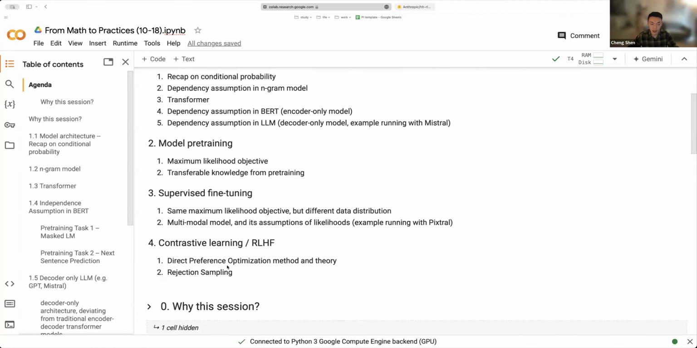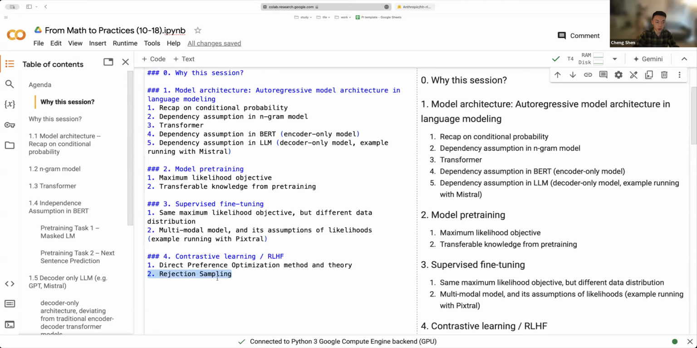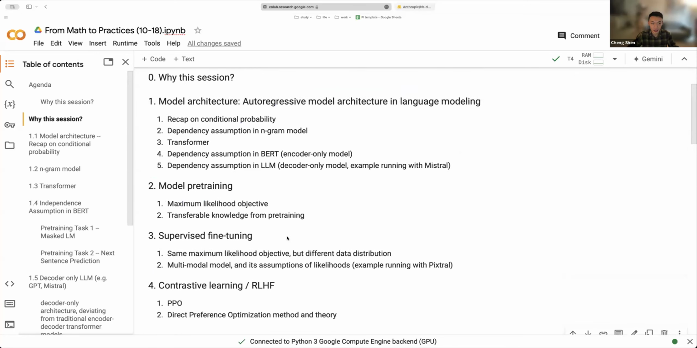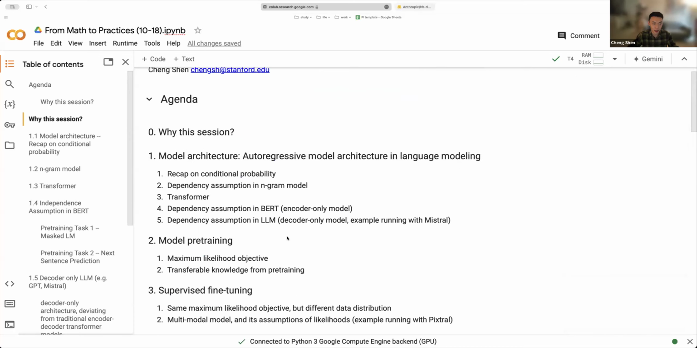And in the end, for modern large language models to work very well, the RLHF step or contrastive learning is quite essential. So I'll talk about the RLHF methods, and sorry, in fact, it will be about PPO and DPO. PPO is proximal policy optimization and DPO is direct performance optimization. Okay, if that sounds good, we'll get started.